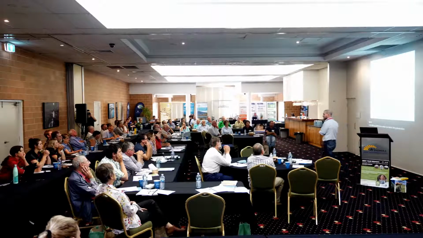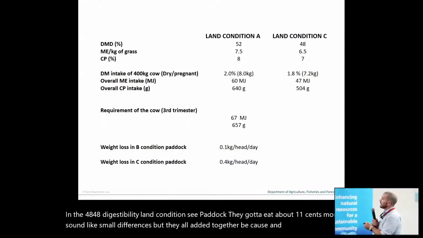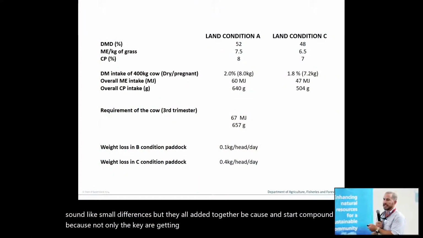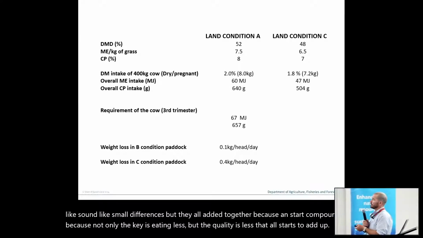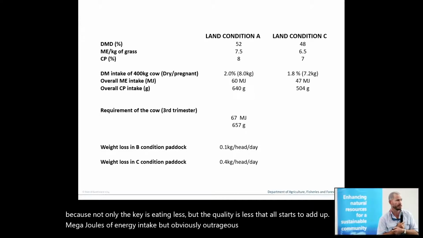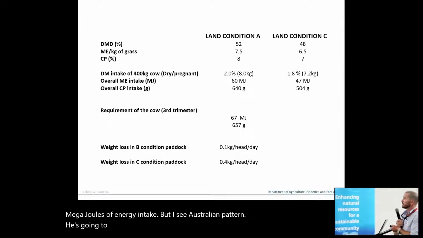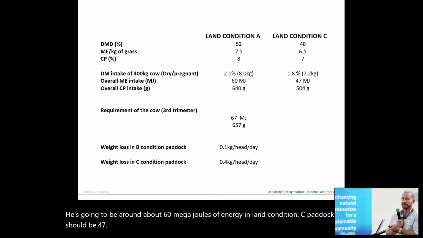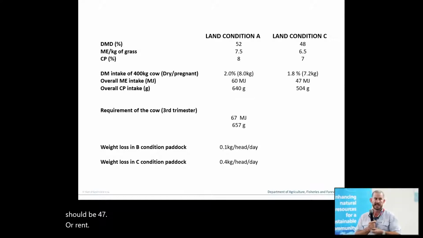Once again, these sound like small differences, but they all add together and start to compound, because not only are the cows eating less, but the quality is less. So it all starts to add up. Overall, megajoules of energy intake for those cows grazing the land condition B paddock is going to be around about 60 megajoules of energy. In the land condition C paddock, it should be 47, or around about that, which means we're starting to see the disparity occur in terms of what's available. Overall crude protein intake, 640 grams as opposed to 504 grams.